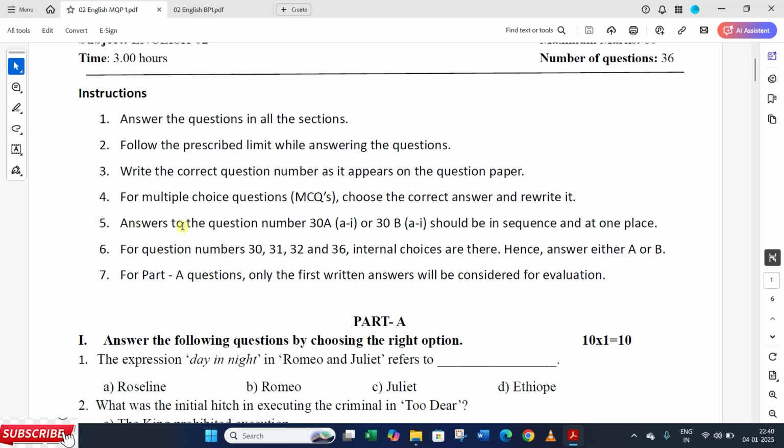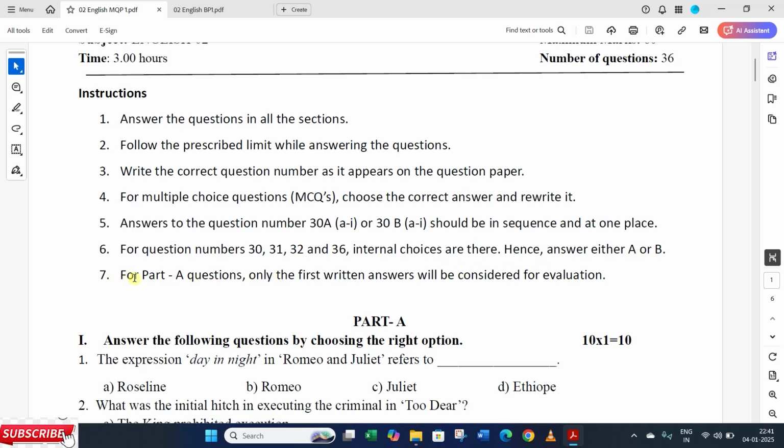Instruction 5, answer to the question number 30A or 30B should be in sequence and at one place. So you are not supposed to write anywhere, wherever you want. You are supposed to write the question and answer of those mentioned question numbers at one particular place. Instruction 6, for question numbers 30, 31, 32 and 36, internal choices are there, and you are supposed to choose either one. You can choose either A or B or C if it is present.